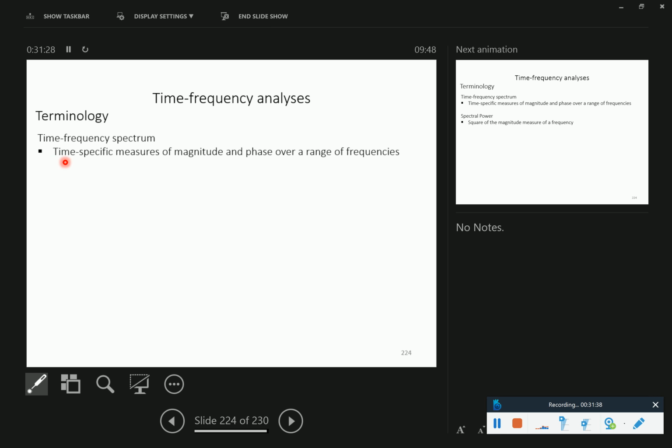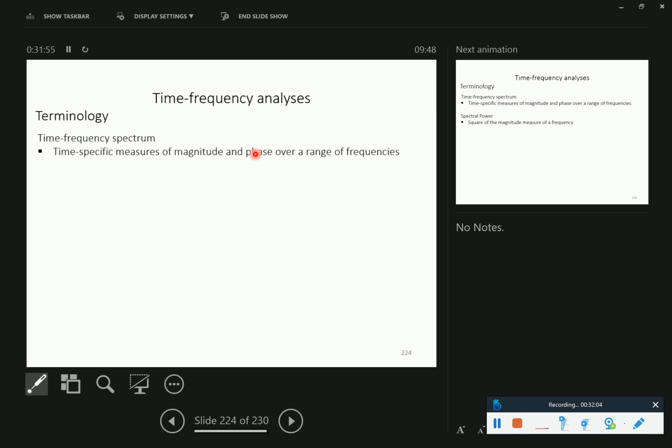So you get time-specific measures of magnitude and phase over a range of frequencies. The important thing is that the way you do that can differ. We discussed last time a little bit that you can also use wavelets for that purpose. But the end result is always the same.